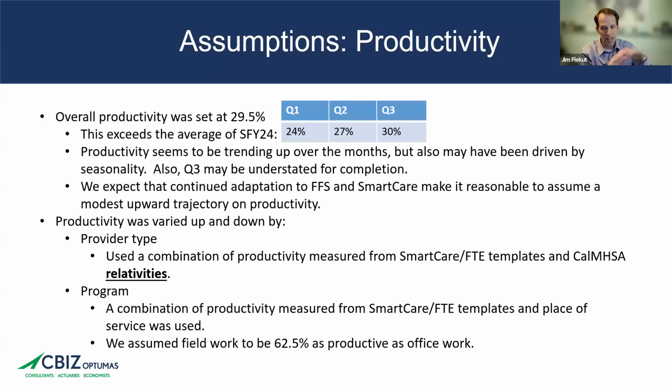So it's an estimate of the difference to try to hold the field work to a lower standard. But the 62.5% in itself is not a measure of productivity. It's just a way of differentiating those two levels. So I hope that helps clarify it.